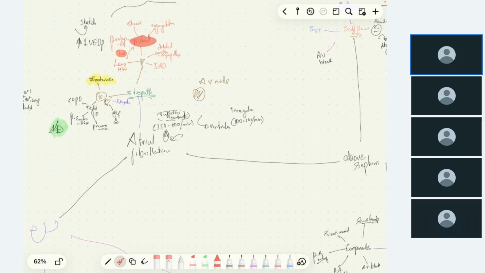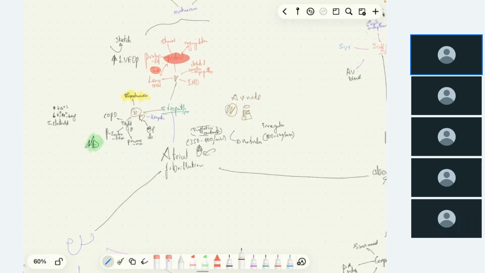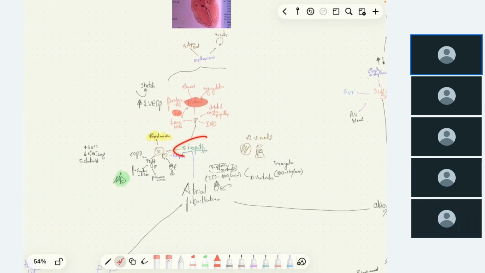The definition of atrial fibrillation we have seen: the atrial rate between 350 to 600 per minute, which leads to inadequate contraction of the atria, leading to an irregular ventricular rate. And also we saw the hero, the AV node. Then we have etiopathogenesis. As always, we have cardiac and non-cardiac causes of atrial fibrillation. What are the cardiac causes of atrial fibrillation?